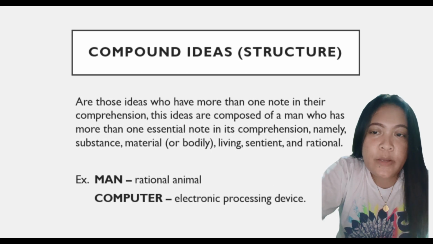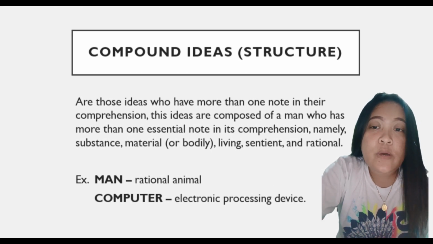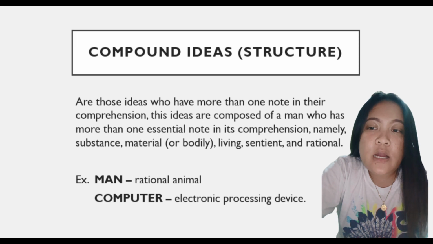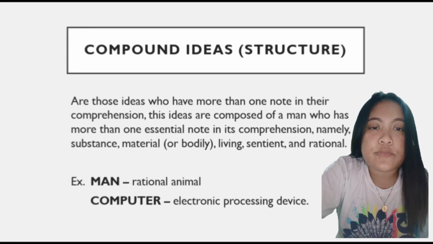Next in line are compound ideas. It is also a structure. These are ideas that have more than one note in their comprehension. These ideas are composed of, for example, man, which has more than one essential note in its comprehension, namely substance, material or bodily, living, sentient, and rational. Examples are man, who is a rational animal, and computer, whose feature is an electronic processing device.